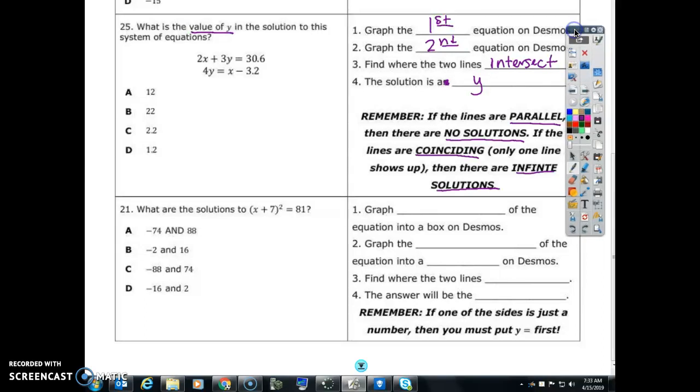And then the last one at the bottom. Again, if there is no y's, you're going to have to add them. So this side will be y equals, and this side will be y equals. If there is no y's, you need to add them. So first I'm going to graph y equals, parentheses, x plus 7, close parentheses, squared. And then I'm going to graph y equals 81 into the box on Desmos. Find where the two intersect, where the two lines intersect.